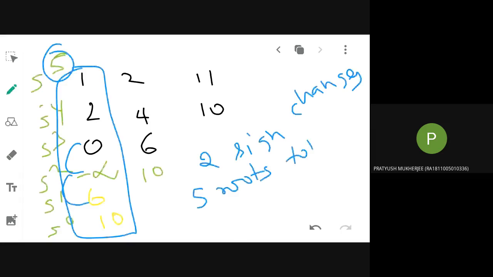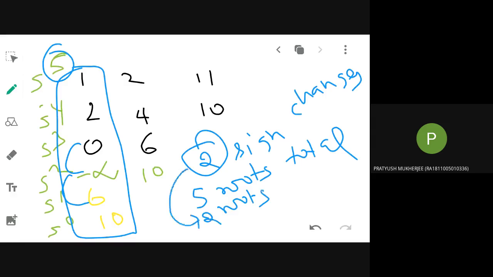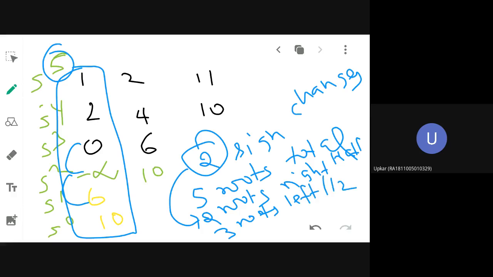But 2 sign changes are there. So 2 roots on which half, right half or left half? Sign changes mean right half. 2 roots on the right half, remaining 3 roots on the left half. So is the system stable or unstable? Easy. Whenever you have sign changes, directly you should say the system is unstable.